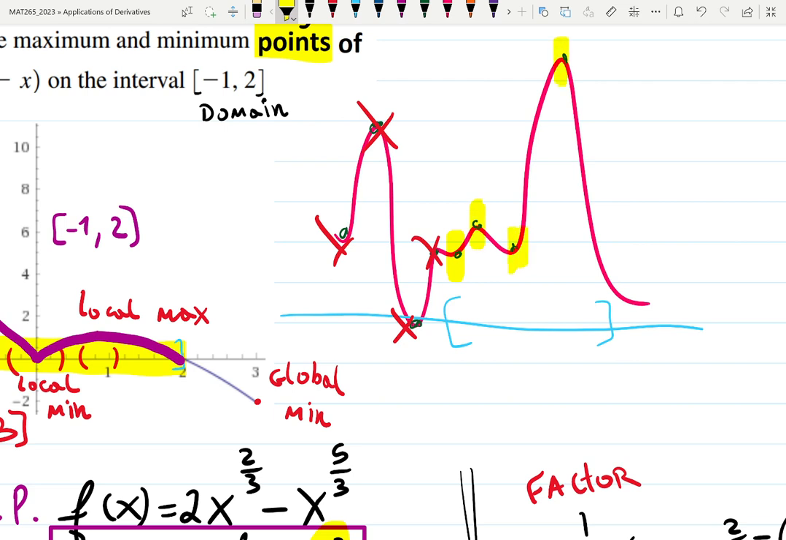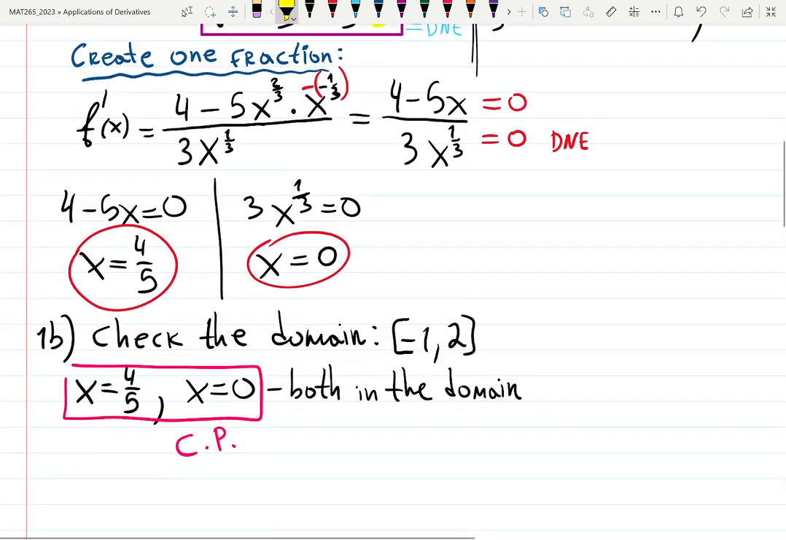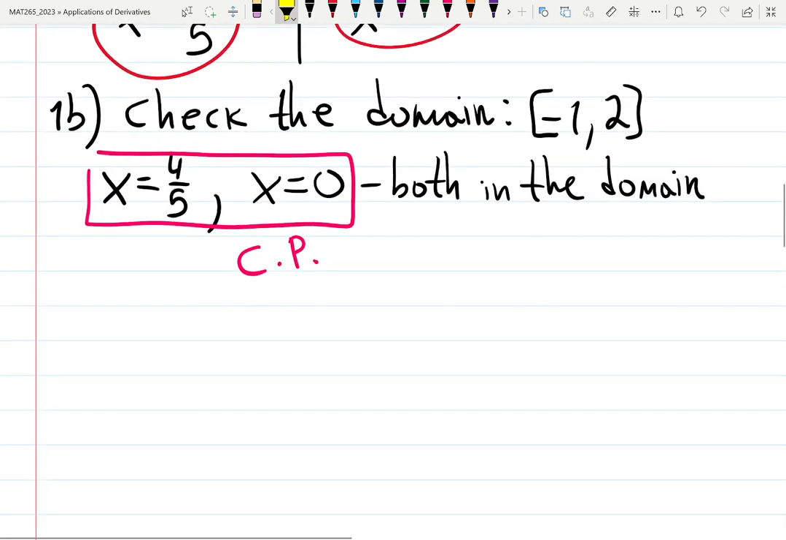Sine and cosine have infinitely many maxes and mins. But from minus pi to 7 pi, you will have only a specific number of them, and so on. So you have to be good at this. You have to be careful with the domain.